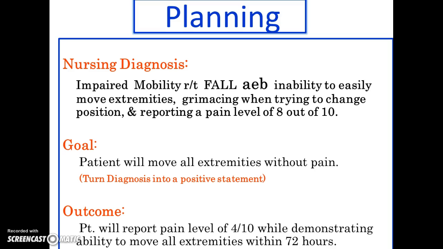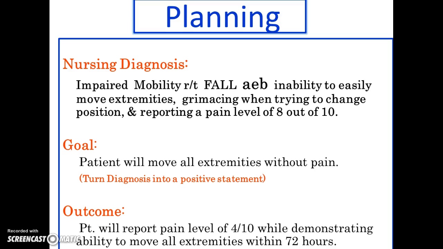So the next one we're going to look at is the impaired mobility related to, that's RT, a fall, AEB, as evidenced by inability to easily move extremities, grimacing when trying to change position, and reporting a pain level of 8 out of 10. It was actually 8 out of 10 and 10 out of 10. You could specify where exactly that was. So we have our nursing diagnosis. We need to have our goal, which is patient will move all extremities without pain.